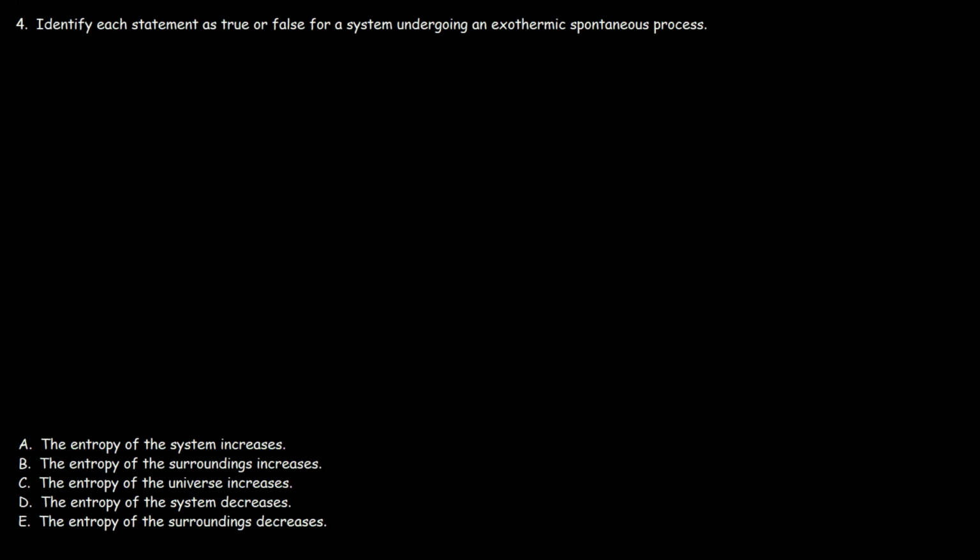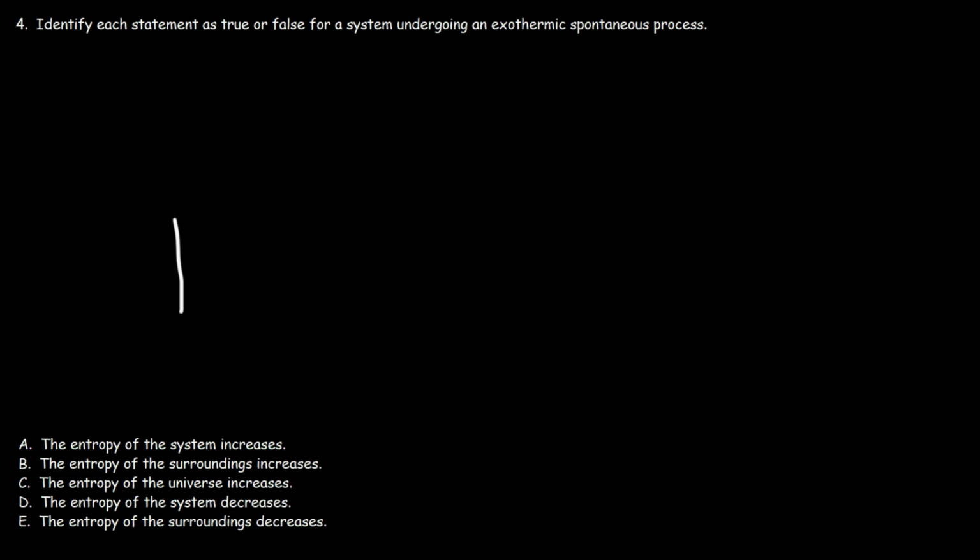Whenever heat flows into the system, the change in the entropy of the system is going to be positive, which means the entropy of the system increases. Whenever heat flows out of the system, the entropy of the system decreases. And the same is true for the surroundings. If heat flows into the surroundings, the entropy of the surroundings goes up. If heat flows out of the surroundings, the entropy of the surroundings goes down.